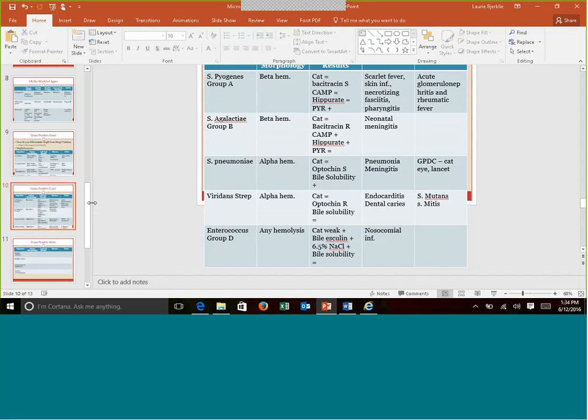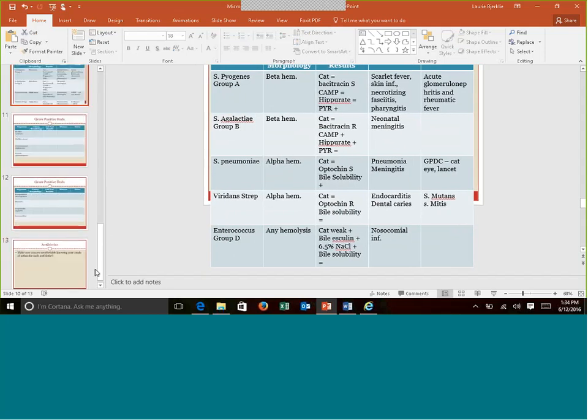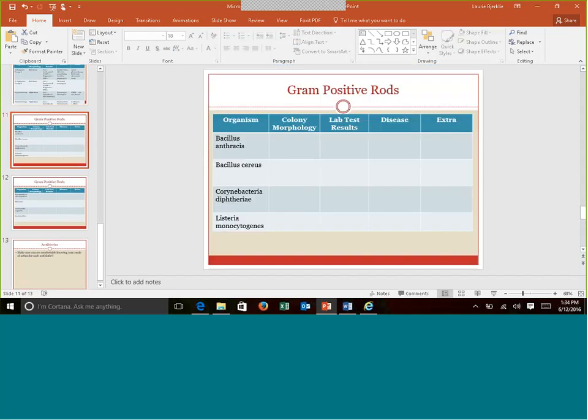All right, those are all our Gram-positive cocci. Let's move on to Gram-positive rods. So we start with our Bacillus species. These are Gram-positive rods. Remember, these are very large boxcar-shaped Gram-positive rods, and they form spores. So spore-forming large Gram-positive rods.